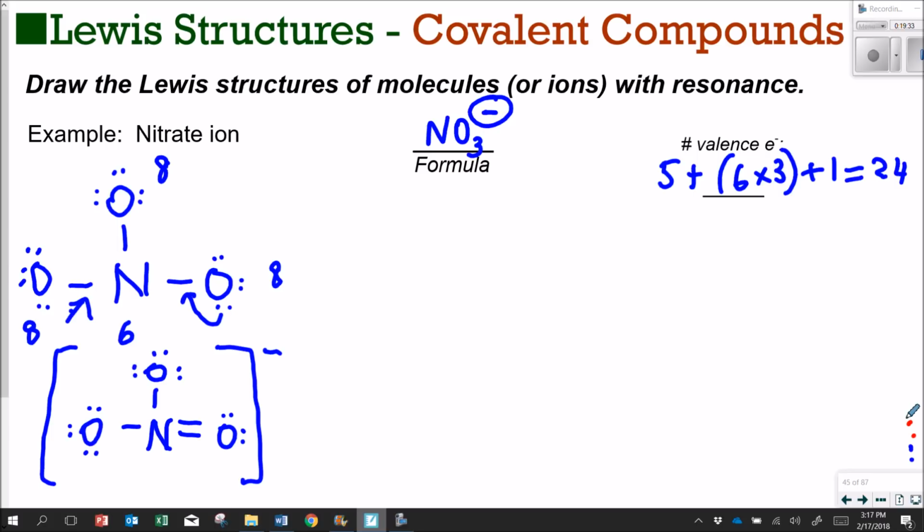Now instead of having picked this area to form the double bond, we could have also formed the double bond over here or over here. So there are 3 structures that we can draw to represent the nitrate ion. So this is when we have to draw resonance structures. So we put an arrow pointing both ways and we redraw the nitrate ion, this time with the double bond over here.